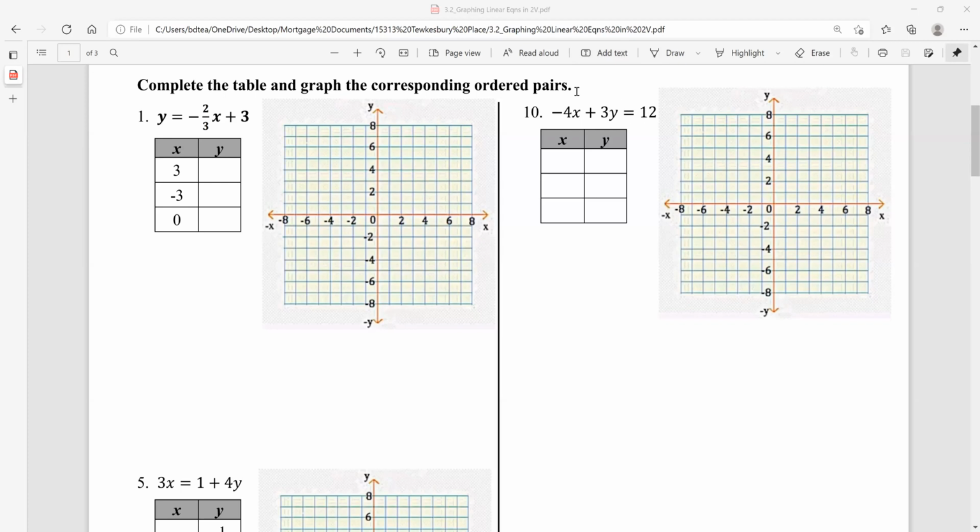Okay, when we look at number 10, this equation, -4x plus 3y equals 12. For me, whenever you have a choice, you can always choose 0. You can choose 0 for x, and you can choose 0 for y. Why do we choose 0? Because they're easy to work with. That's all. So we can choose 0 for y and 0 for x.